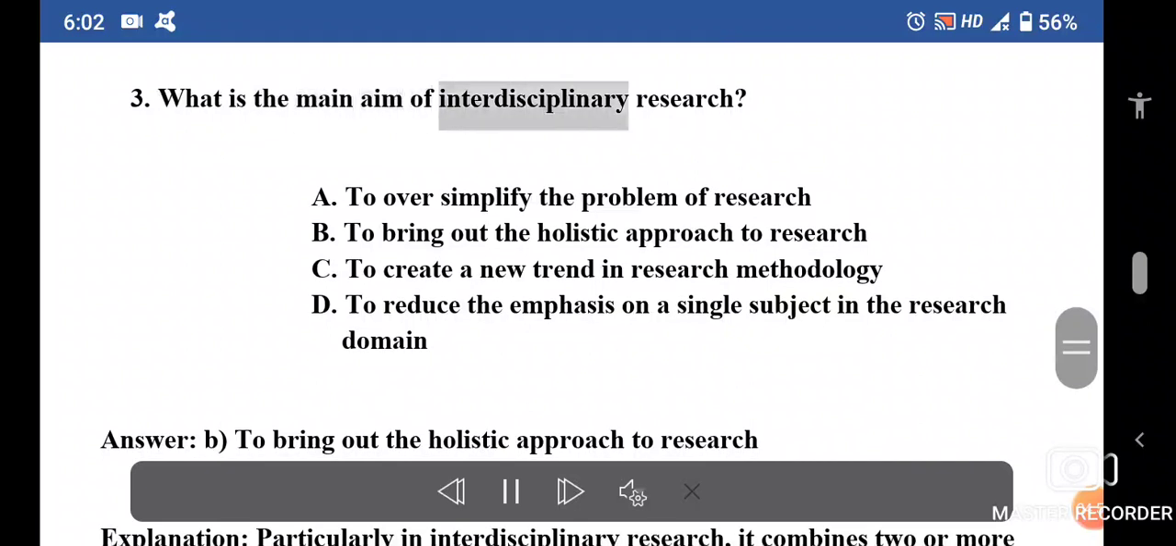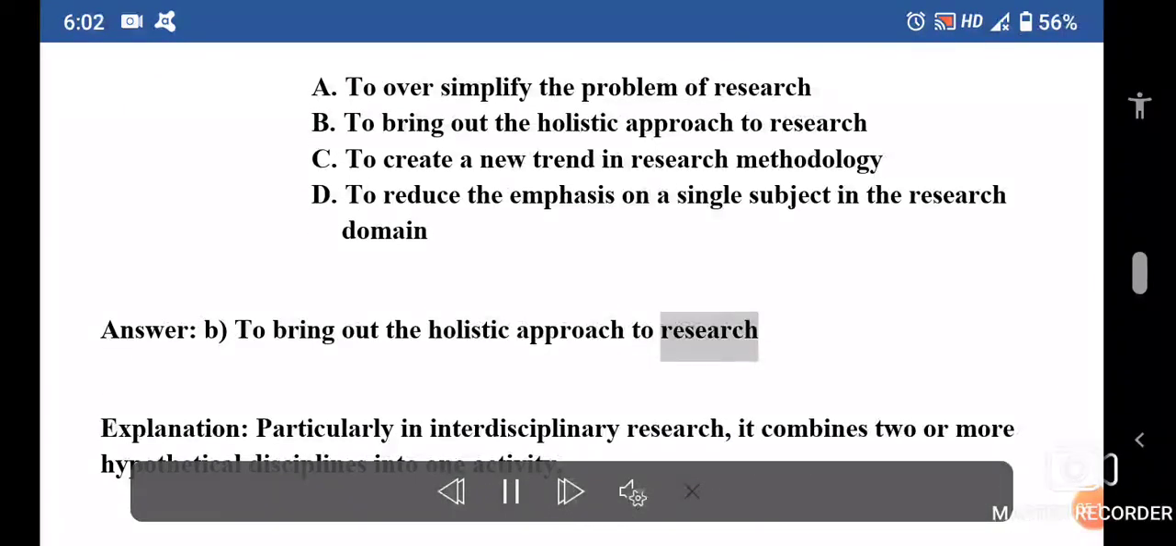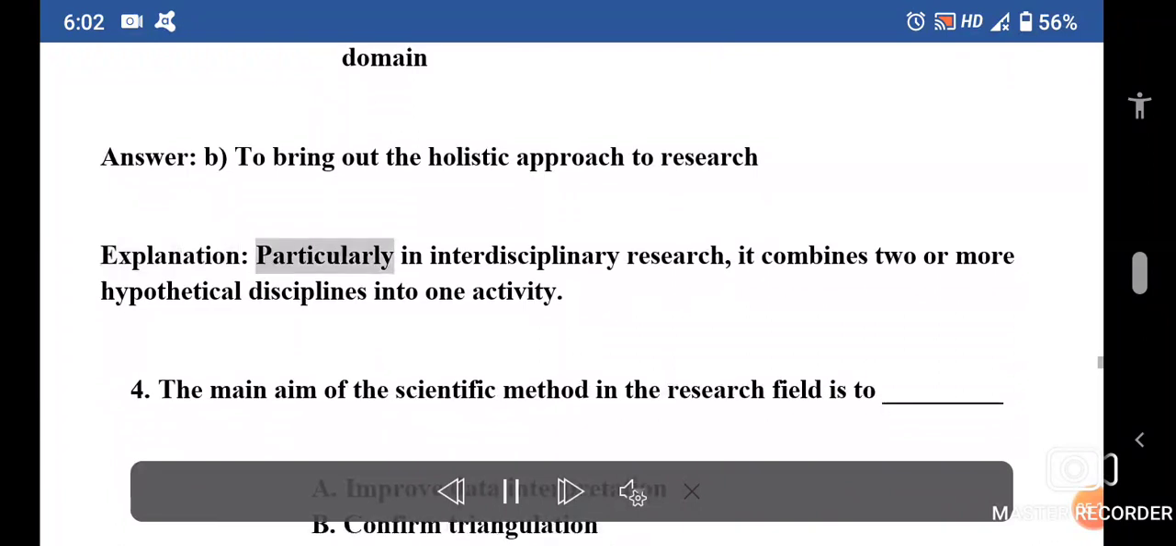What is the main aim of interdisciplinary research? To oversimplify the problem of research. To bring out the holistic approach to research. To create a new trend in research methodology. To reduce the emphasis on a single subject in the research domain. Answer B. To bring out the holistic approach to research. Explanation: Particularly in interdisciplinary research, it combines two or more hypothetical disciplines into one activity.